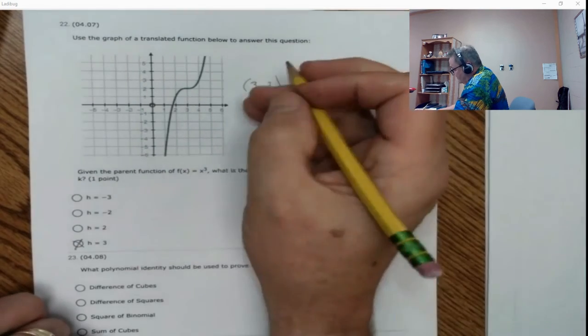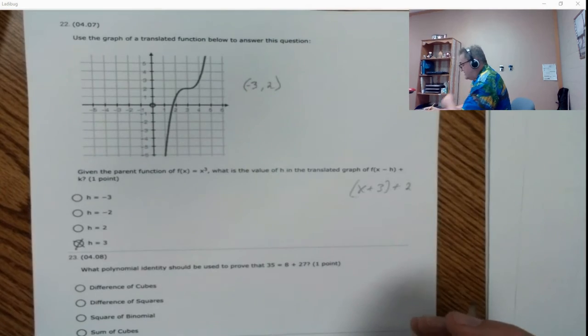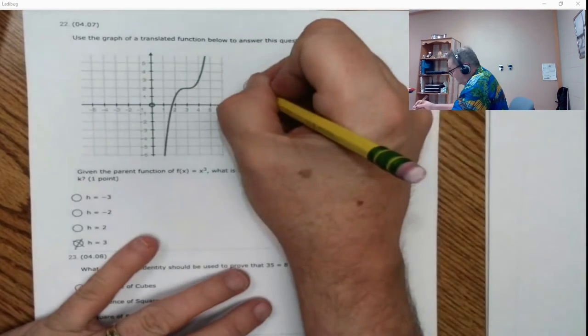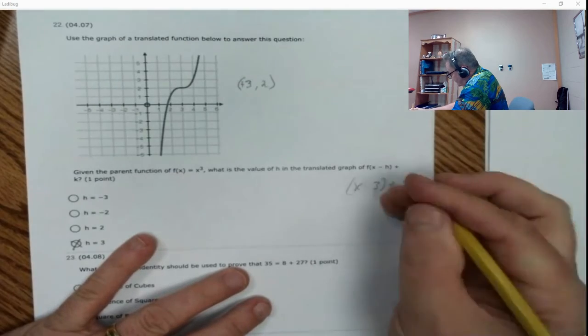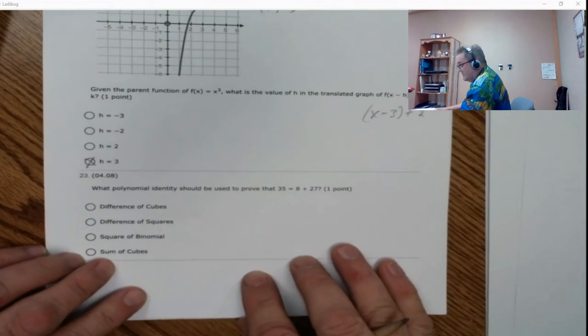So we want 3. If this was a negative, then we would choose positive. This would be a positive right there. So it would say x plus h if that was a negative, but it's not. This is a positive, so the minus fits perfectly. And we want h equals 3.